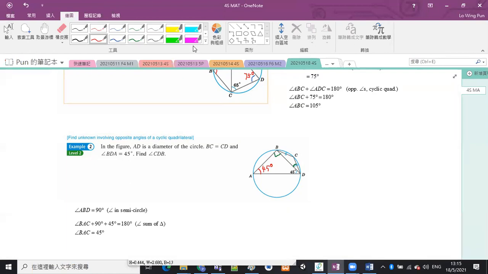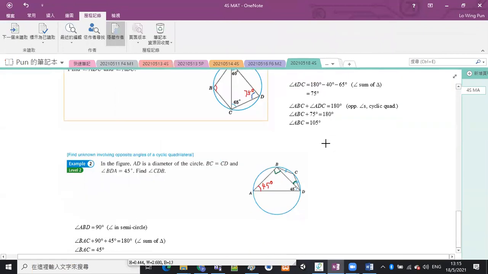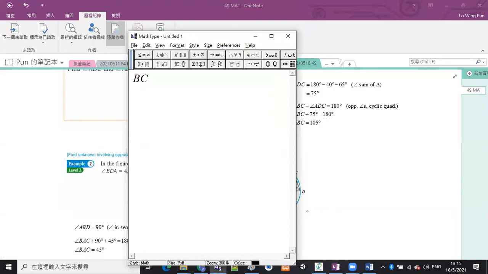If we have equal chords, then we can have equal angles. So I would join AC, because BC is equal to BD. Therefore, we can have angle BAC equal to angle CAD. And this is equal chords, equal angles.